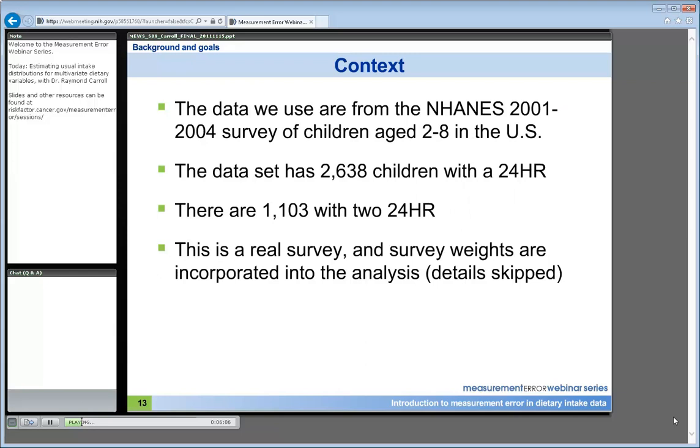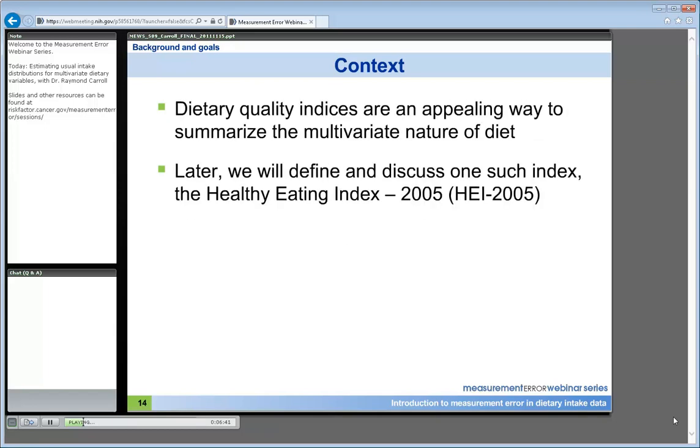The data we're going to use is from the NHANES 2001 through 2004 survey of children aged 2 to 8 in the U.S. The data set that we're working with has a little more than 2,600 children who have 24-hour recalls. 1,100 of them have 2 24-hour recalls. The other 1,500 only have 1 24-hour recall. It's a real sample survey, and survey weights are incorporated into the analysis, but I'm not going to talk about them because they're technical details that are a little less interesting.